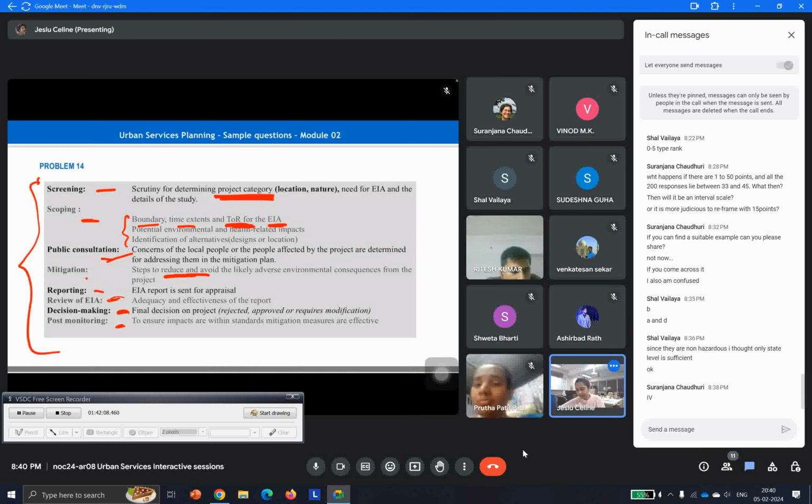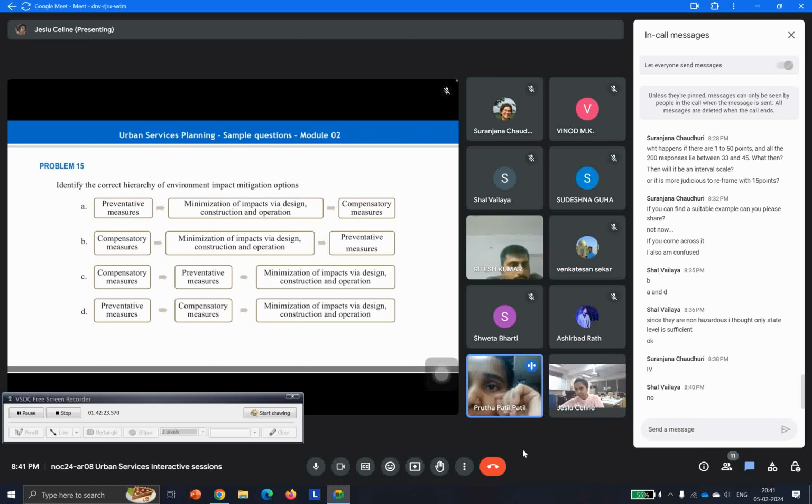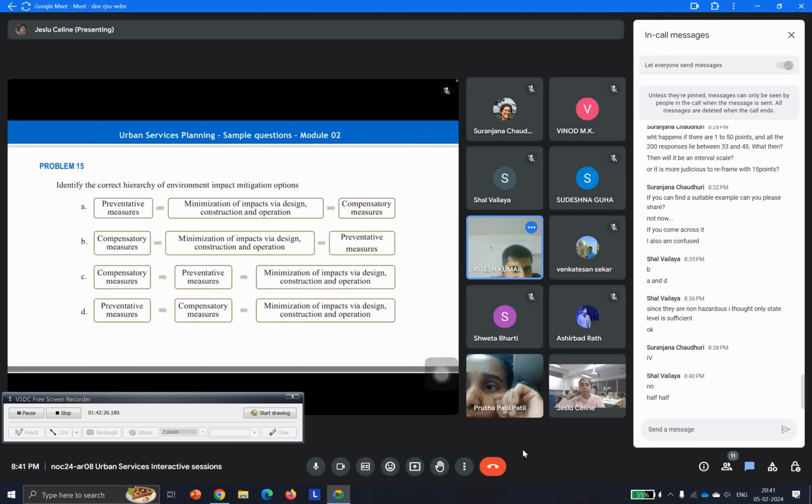Let's proceed further. Yeah. So identify the correct hierarchy of environmental impact mitigation options. Since my slide is a bit stuck over here, do you see half slides? Right, now it's correct. Yeah, now it's good. So since we've already seen the previous slide, I'm sure you'll be able to answer this easily. So I'm not reading the options out. Which option is best? Or which is the correct hierarchy or the order?